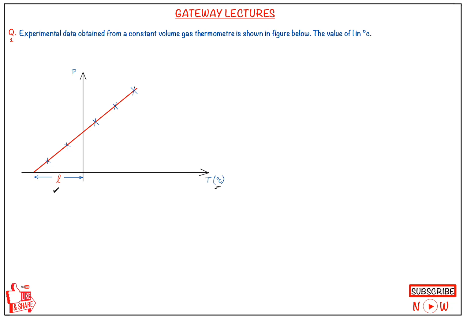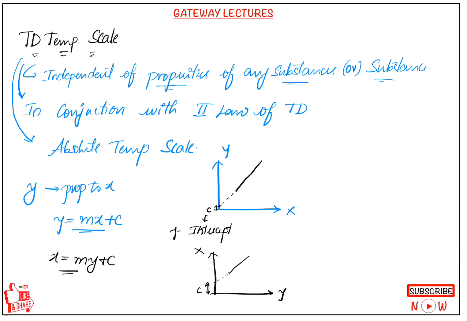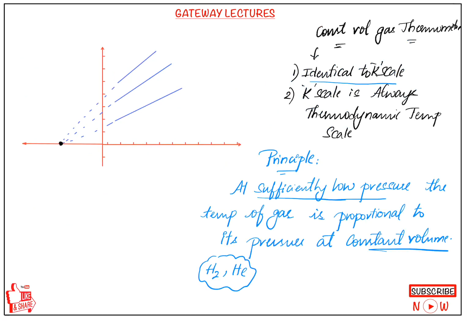But now let us discuss this constant volume gas thermometer. First point, it is identical to the Kelvin temperature scale. So as we have the constant volume gas thermometer, we also have the Kelvin temperature scale, and this Kelvin temperature scale is always a thermodynamic temperature scale.